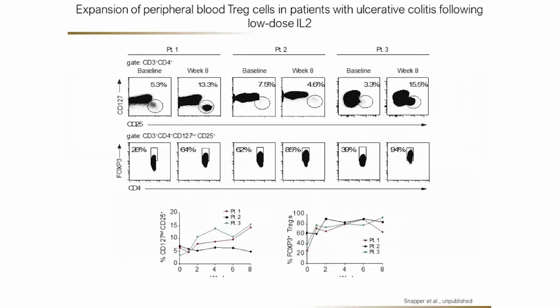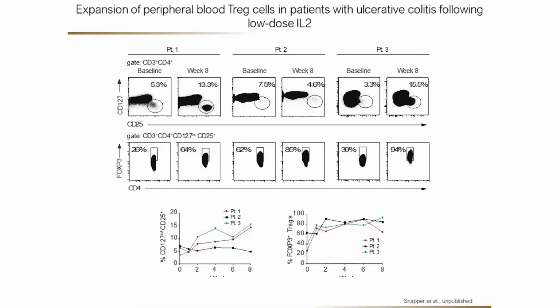And so this is a very limited snapshot of an ongoing clinical trial that Scott Snapper's group is a part of or leading. And basically, they're giving a similar regimen of low-dose IL-2 to patients with ulcerative colitis for several weeks. And what you can see is that these are 3 different patients, and you see different responses. So patient 1 and patient 3 had a really good Treg expansion in the peripheral blood compartment.